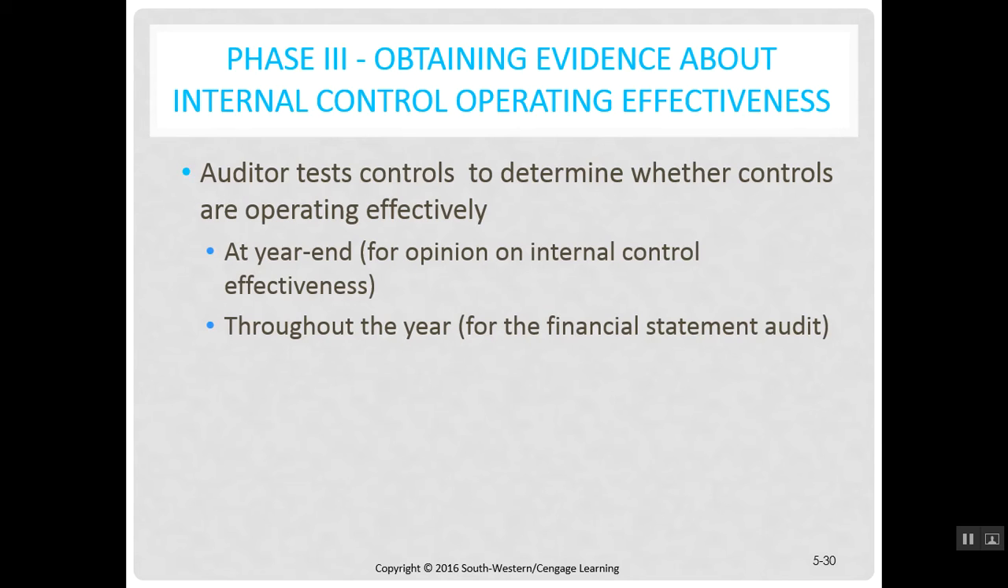Phase 3 is where we're actually performing our tests around the internal controls. So you're going to test the controls to determine whether they're operating effectively. If you have an integrated audit, those tests are performed at year-end. And if you're using this for a financial statement audit, you're going to be performing those tests throughout the year as part of your planning procedures or interim tests.